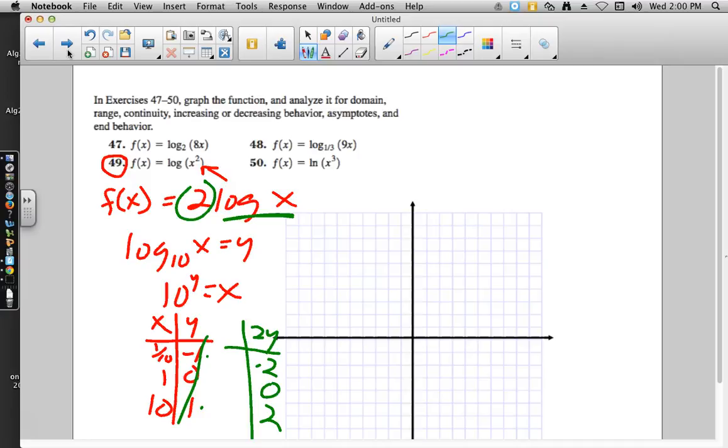So far what we have for our graph is we have a 1/10 and a negative 2, and we have a 1 and a 0, and we have a 10 and a 2, which would look like so.